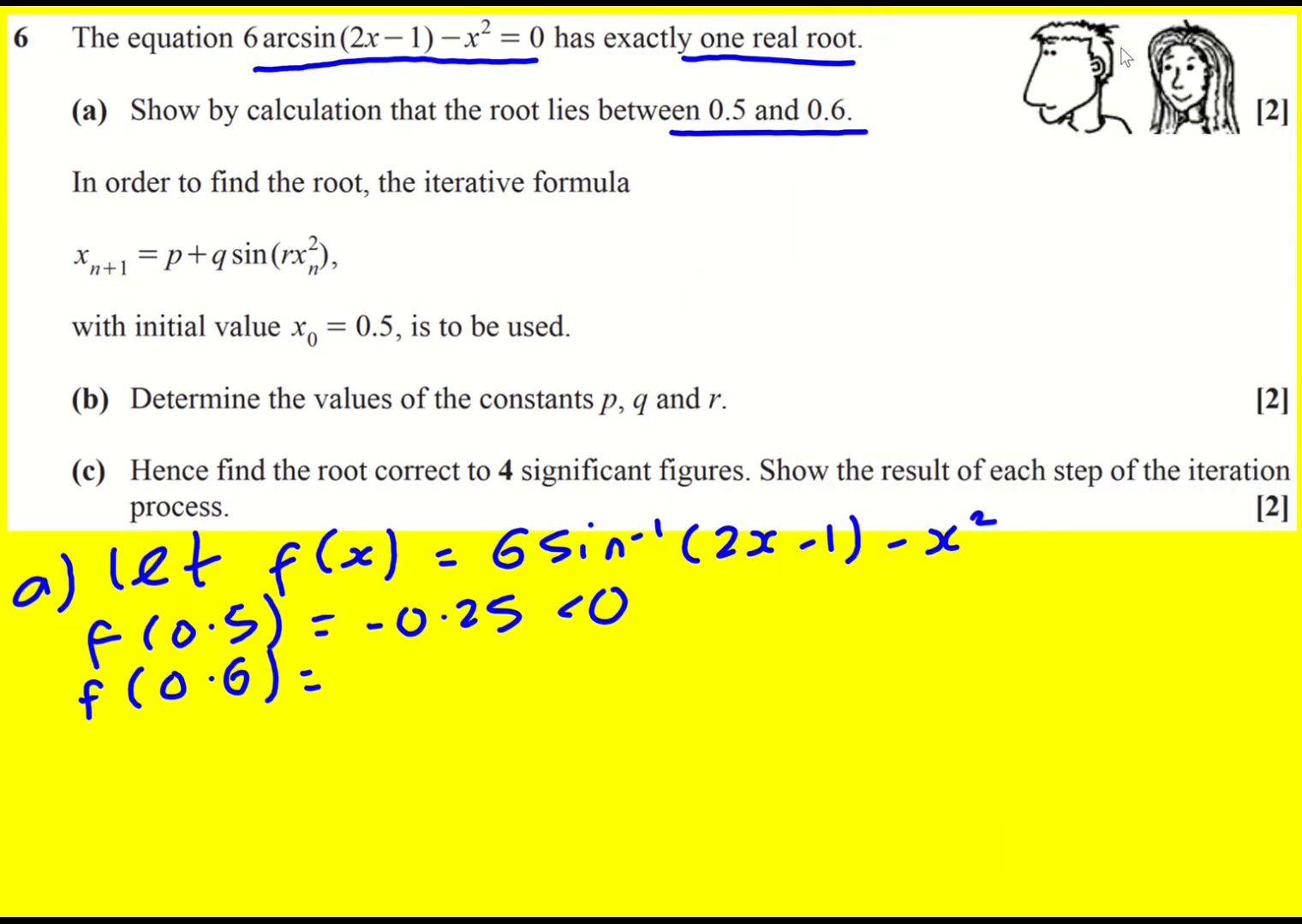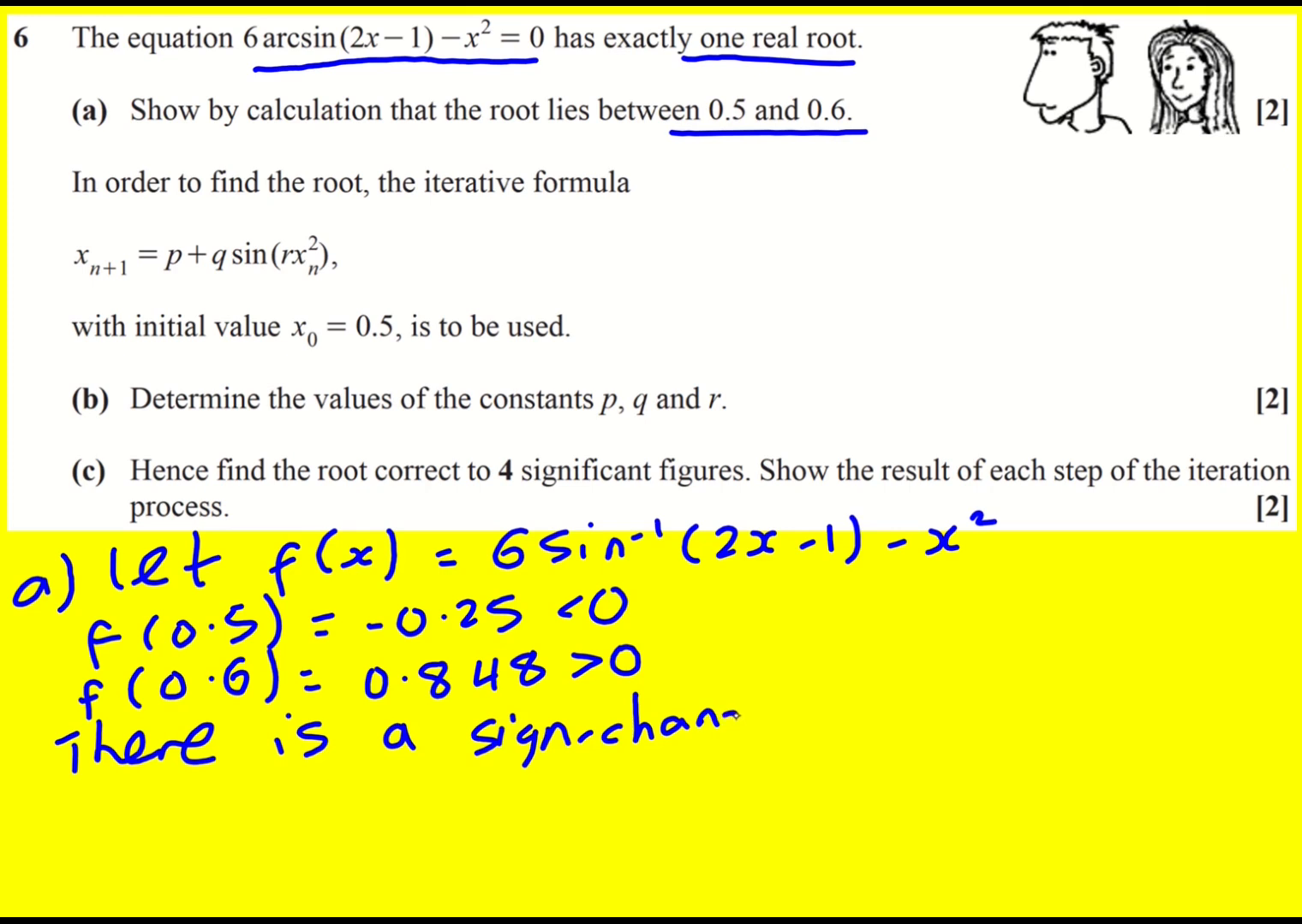And 0.848. So this is quite a fast varying function given that it's only gone up by 0.1 and it's changed quite dramatically. Okay, there is a sign change. It's always good to say this, I think. I'm not sure it's on the mark scheme, but f of x is continuous on the interval.